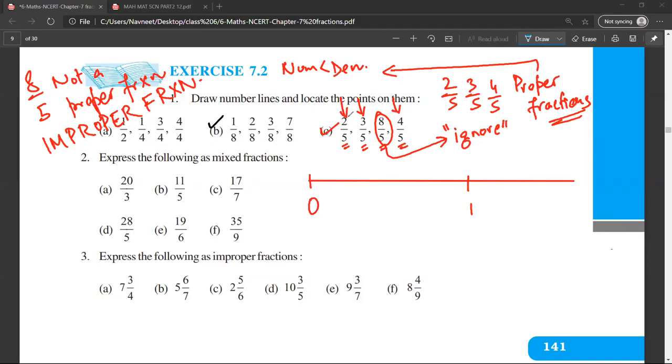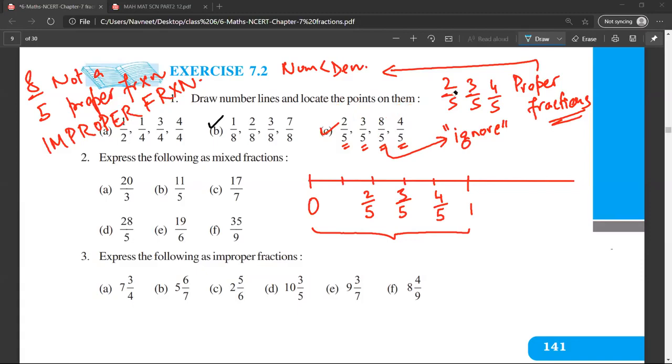So if I just have to plot 2 by 5, 3 by 5 and 4 by 5, in how many parts should I divide 0 to 1? 5 parts. 1, 2, 3, 4. So this will be 2 by 5, this will be 3 by 5 and this will be 4 by 5. Am I okay? Yes, sir. Now what is remaining is 8 by 5.